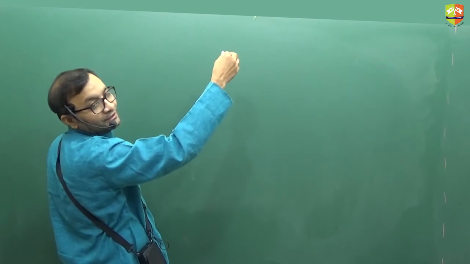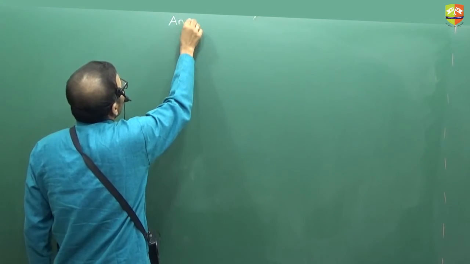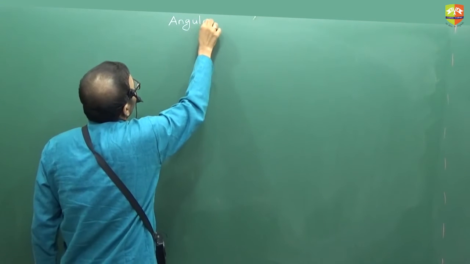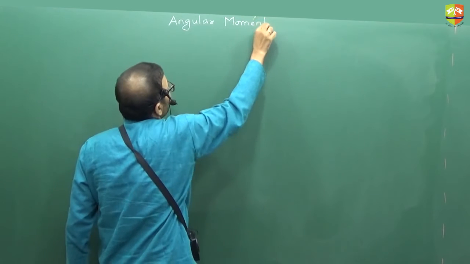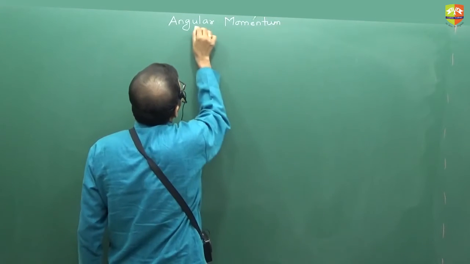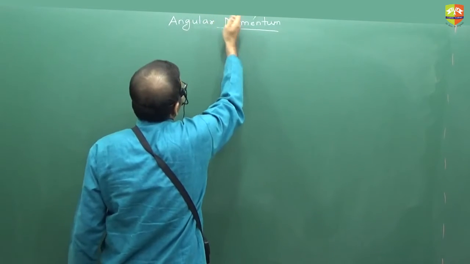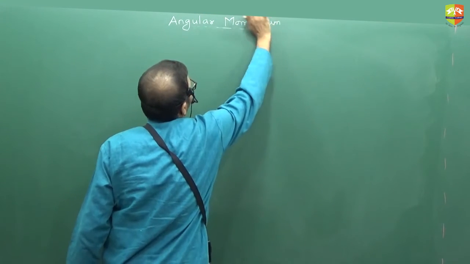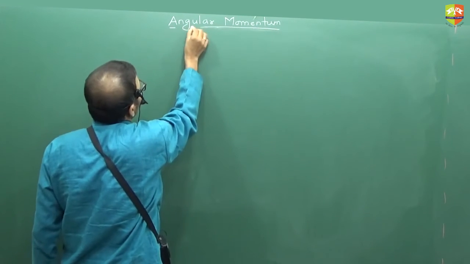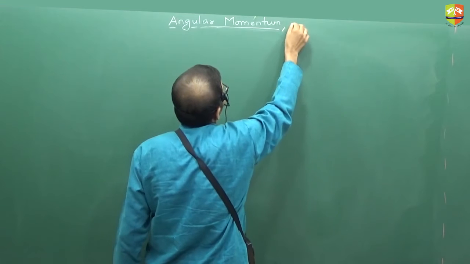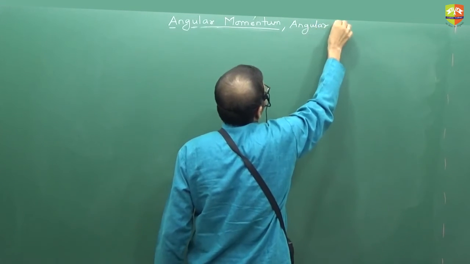Shall I proceed? Thank you. Write down angular momentum. We discussed impulse in which chapter? Work, power and collisions came in work power energy, right? So angular momentum and angular impulse both we will do together.